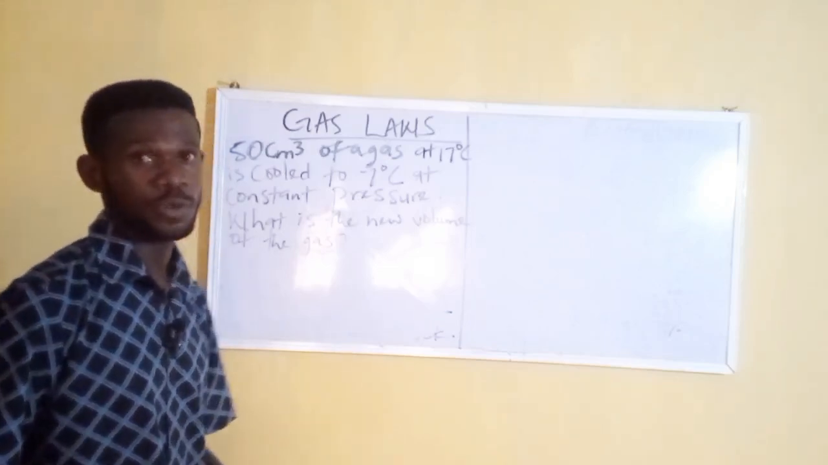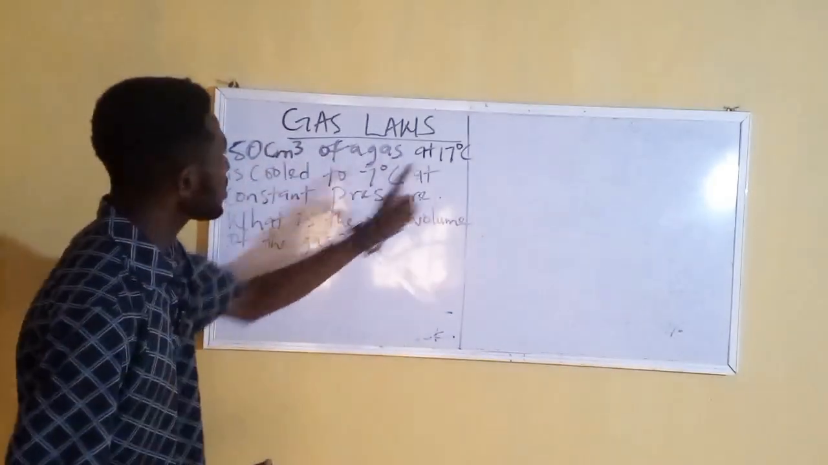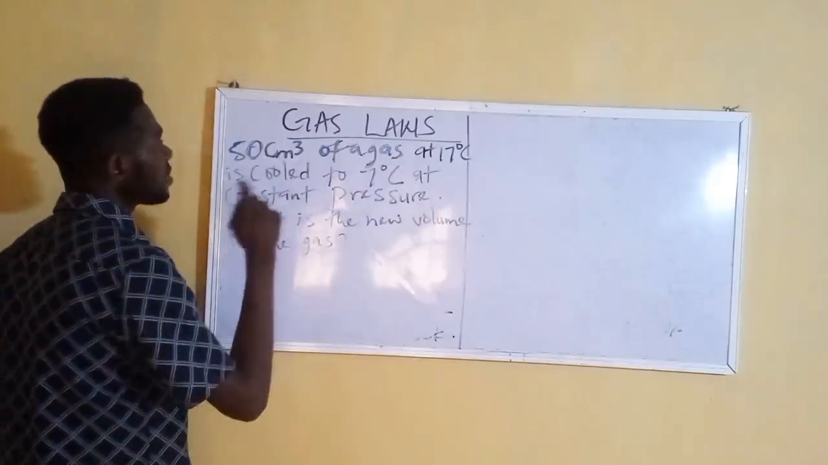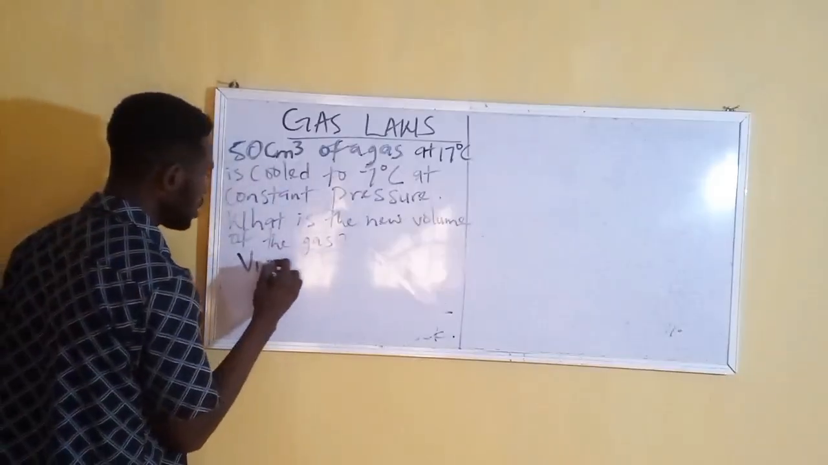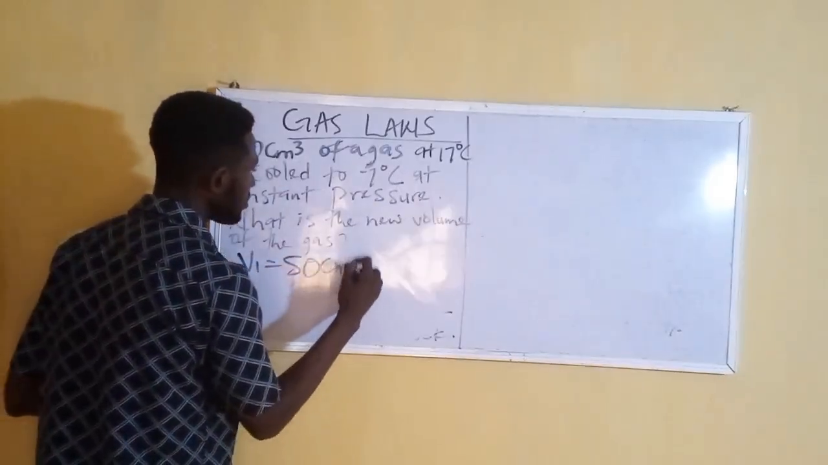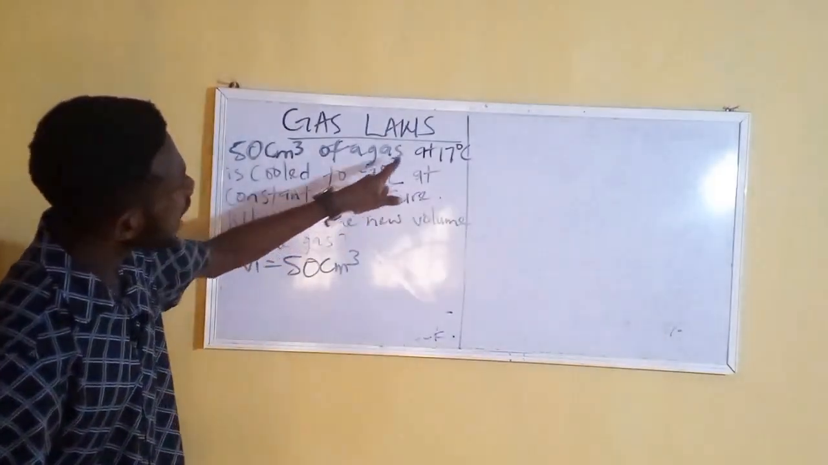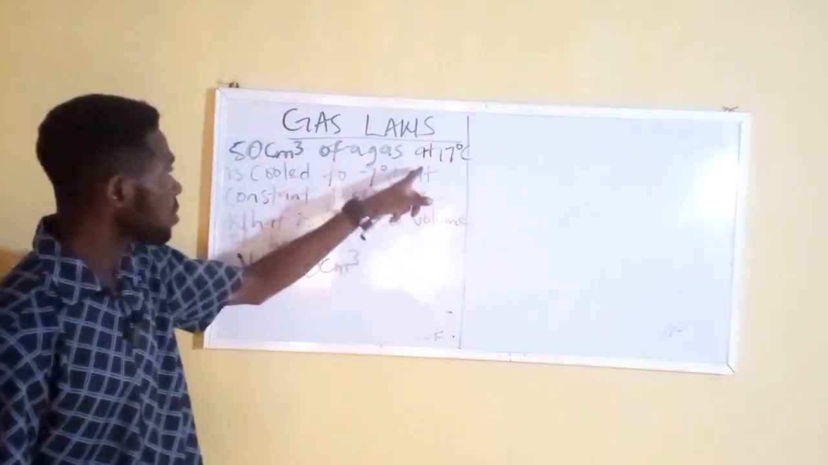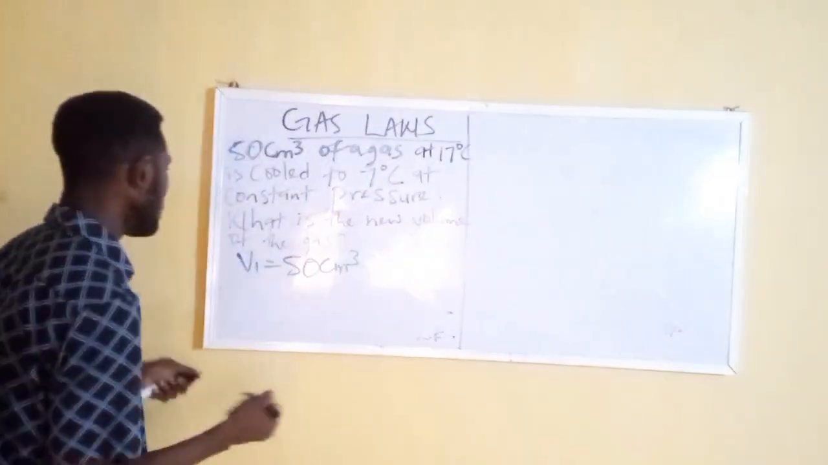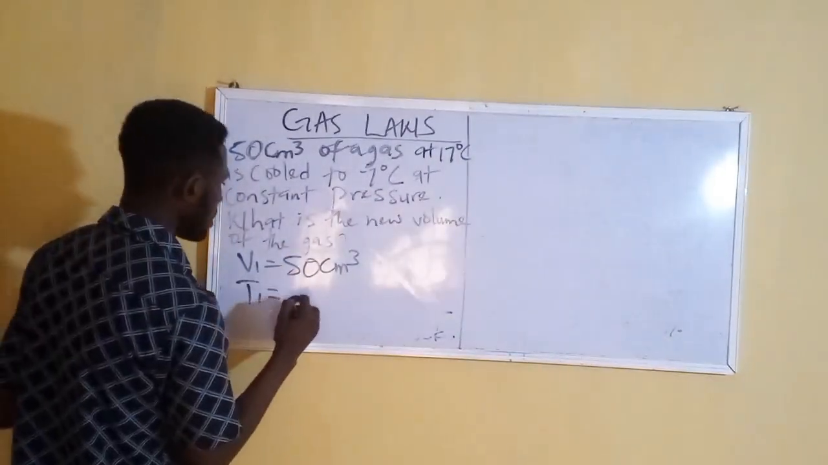Let us write it out. The question says 50 centimeter cube of a gas at 17 degrees Celsius. So that means V1 is 50 centimeter cube. Then the next parameter, at 17 degrees Celsius, means our T1 is what?